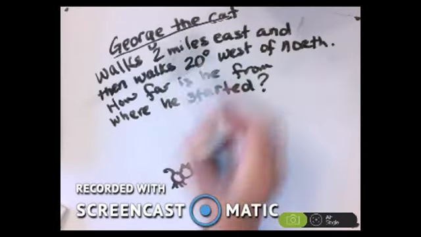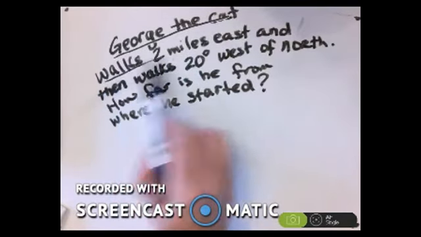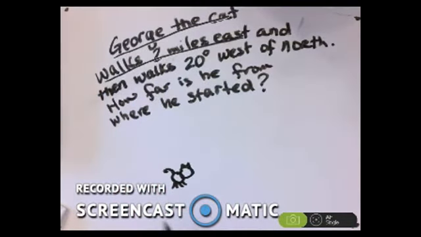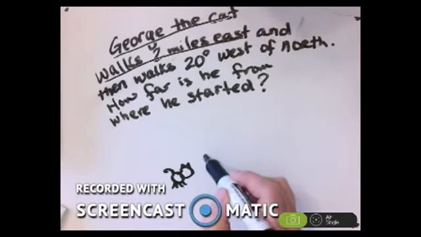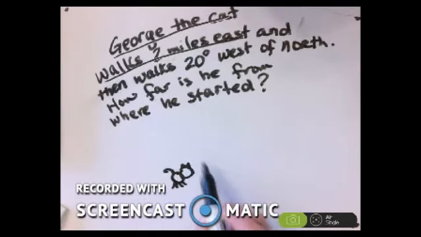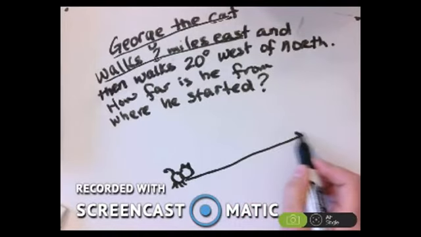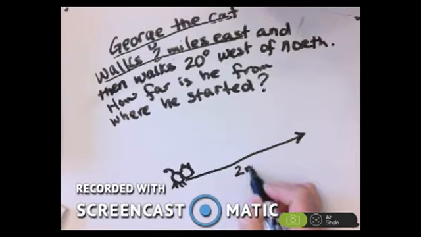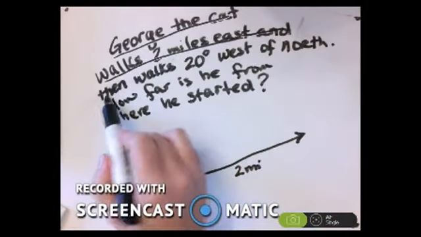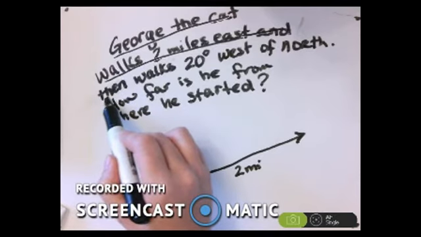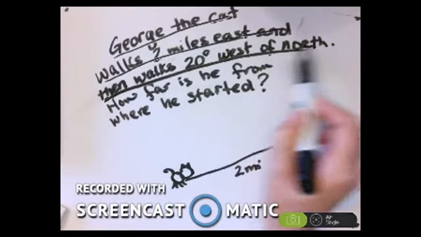Got it. Okay. He walks 2 miles east. All right. I think I got that. Let's see. Left, west. So east is right. So here's where he starts. And he walks 2 miles east. All right. So I took care of this part here. Now, then he walks 20 degrees west of north.